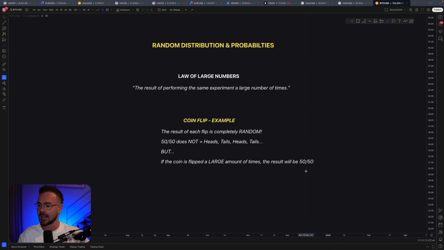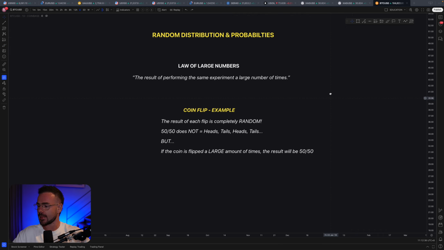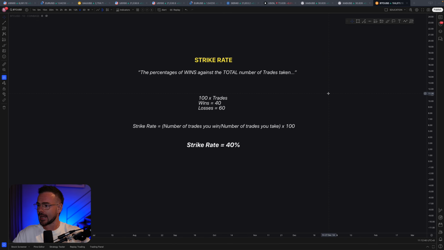So we need to understand that 50-50 does not mean one then the other. It does not mean heads then tails, and so on. Random distribution will dictate what it's going to be, and probabilities and the law of large numbers are what we need to understand. We need to understand that an experiment or a trading strategy needs to play out a large amount of times for the true result to be there. So we go to the next one, and then we need to understand strike rate.